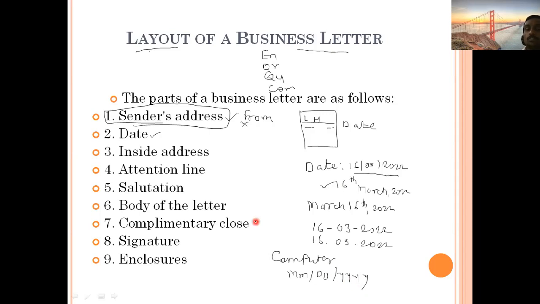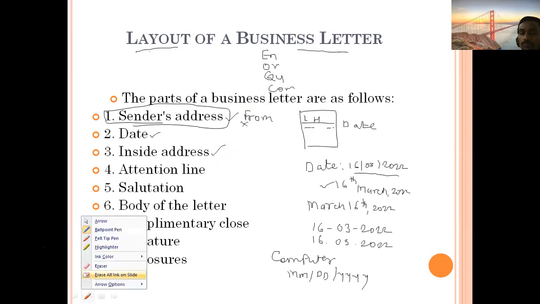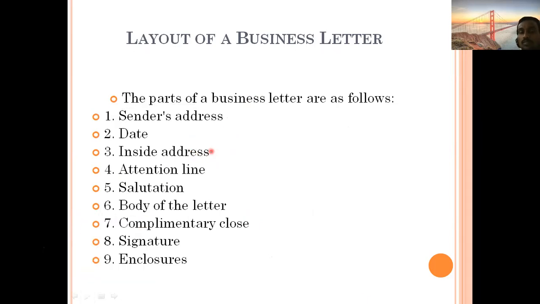Okay, then let's go to the next point. Point number three is the inside address. So what is this inside address? Inside address means the address inside. Whose address will this be? To. Here you mention the person to whom you are going to write the letter; his address will appear in this inside address.